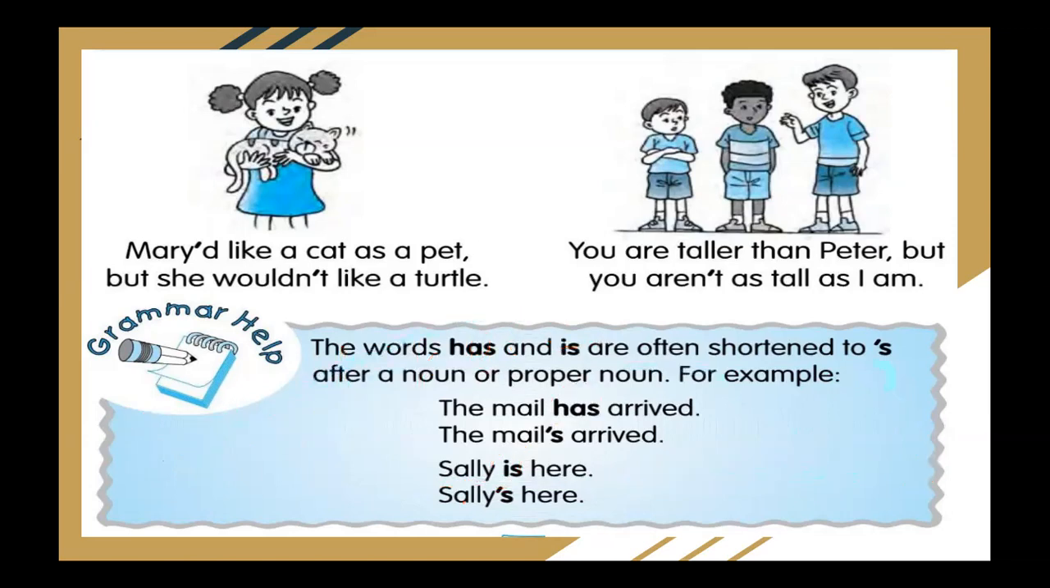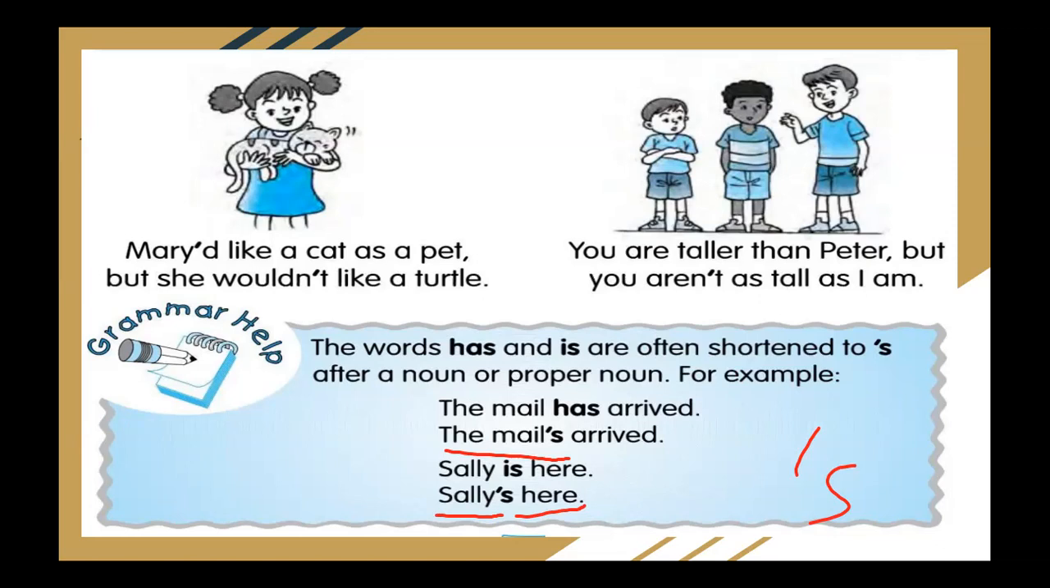Yes, ma'am. For example, see here: Sally is here. It cannot be "Sally has here." It can only be "Sally is here," right? So here the apostrophe s means Sally is here. Here see, the mail has arrived. So here, apostrophe s is used for two words, is and has. So why is it here "the mail has arrived" and not "the mail is arrived"? Tell me.